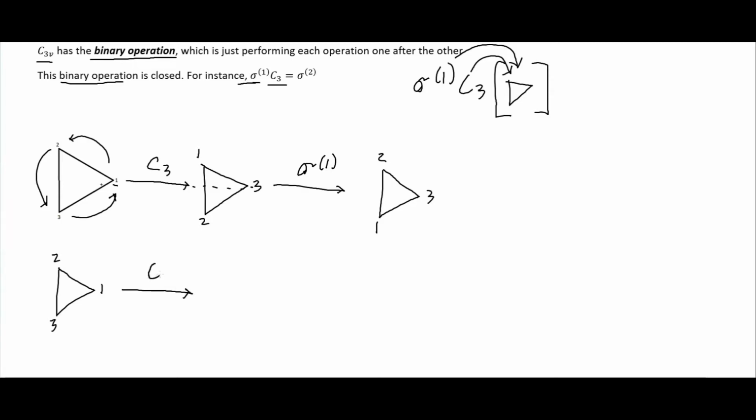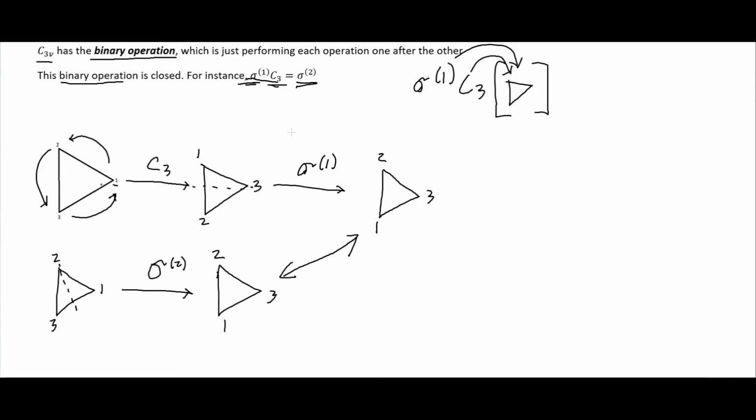If we do a sigma 2, then we are reflecting across that axis right there. And so what we end up with, we still have our 2 up here, but now we have a 3 here and a 1 here. And you'll notice that these are the same. That's what we mean when we set this equal to this sigma 2: doing those 2 operations is the same as doing this other operation just once. So doing the C3 and then the sigma 1 in a row is the same as just doing a sigma 2, and that is the idea that this is closed under our binary operation.